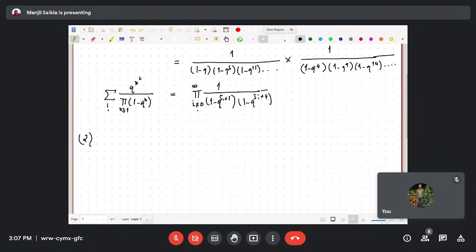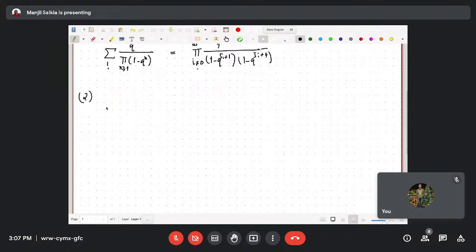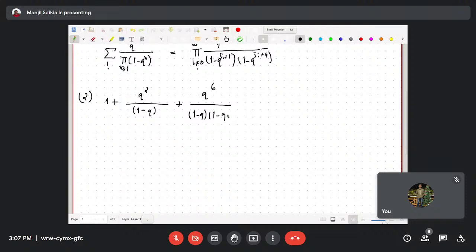And the second Rogers-Ramanujan identity is similar. Now, instead of n square, we'll have n square plus n. So let me write it down in full detail. This is 1 plus q square divided by 1 minus q, plus q to the 6, which is 4 plus 2, divided by 1 minus q times 1 minus q square, and so on. And this is now equal to a different product. Again, this is related to the residue classes mod 5. Instead of residues 1 and 4 like we saw in the earlier case, it will now be 1 minus q to the 5i plus 2 times 1 minus q to the 5i plus 3.